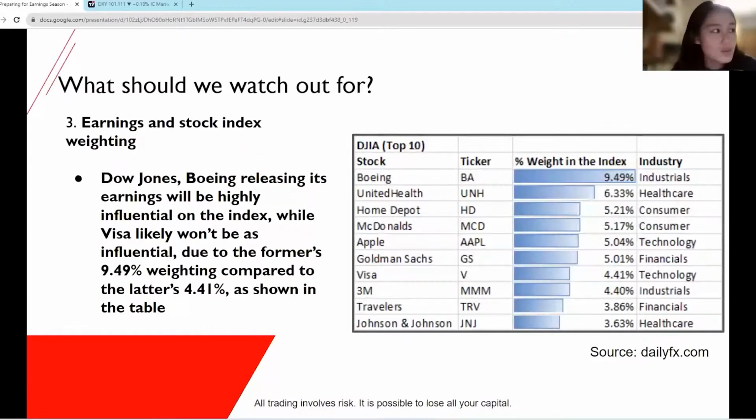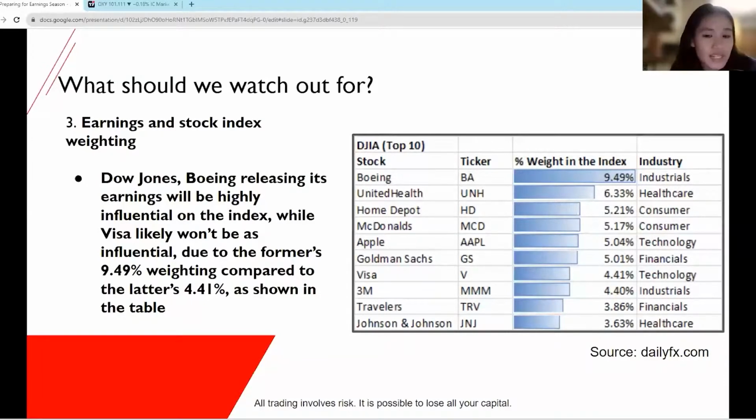Okay, next we have the earnings and stock index weighting. So traders should understand that when trading earnings, certain stocks will have a greater impact on the wider index according to their index weighting. So the example that I have here is when trading the Dow Jones. Boeing releasing its earnings will be highly influential on the index, while Visa likely won't be as influential. Why? Because of the former's 9.49% weighting compared to the latter's 4.1%, which you can see in this table that I got from dailyfx.com.